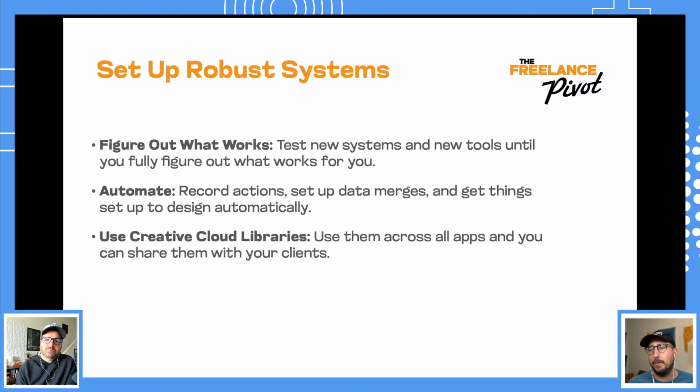And if you do something more than once, what do we do? Make a form, make a system. Right. Make a form, make a system, make an action, automate it. If you're doing it a bunch of times, automate it, and it will speed up all your workflows. Also use libraries. I don't have much more to say about that. If you're not using libraries, use libraries because libraries are amazing.